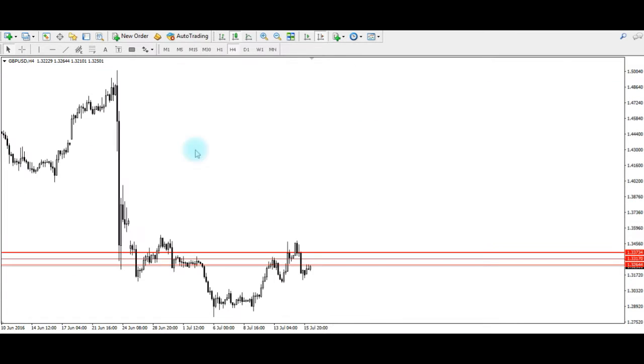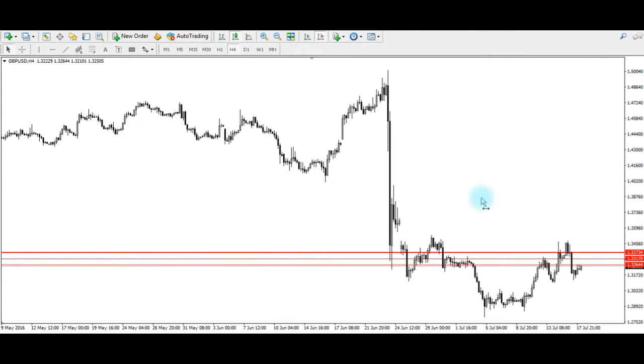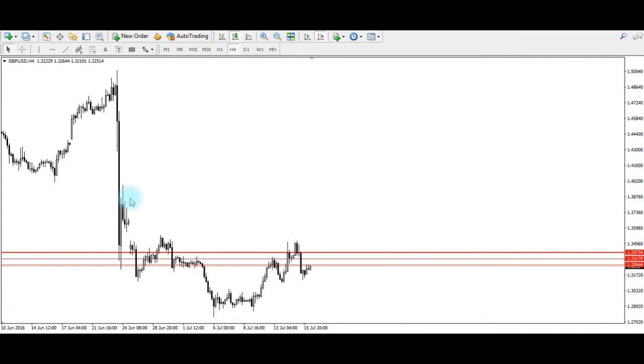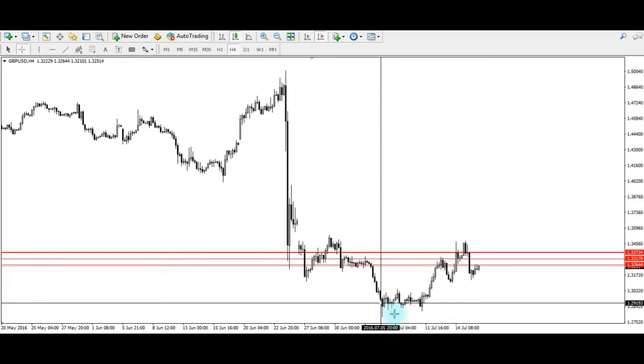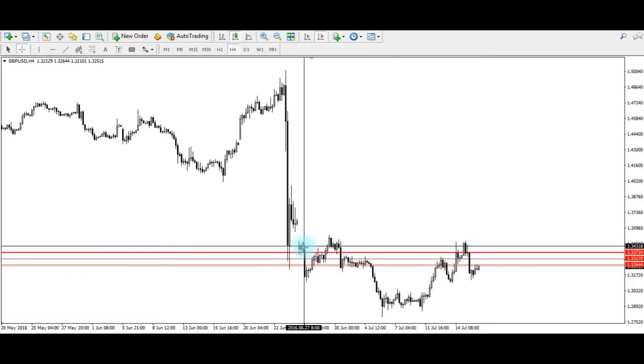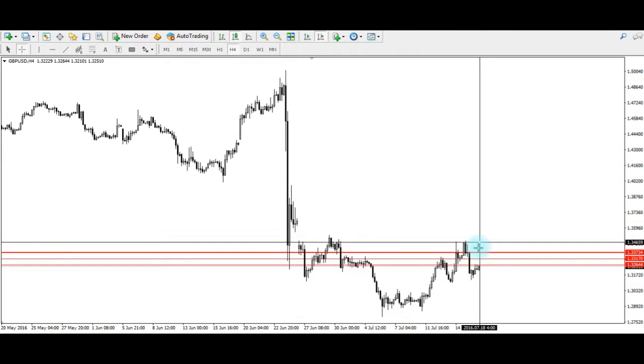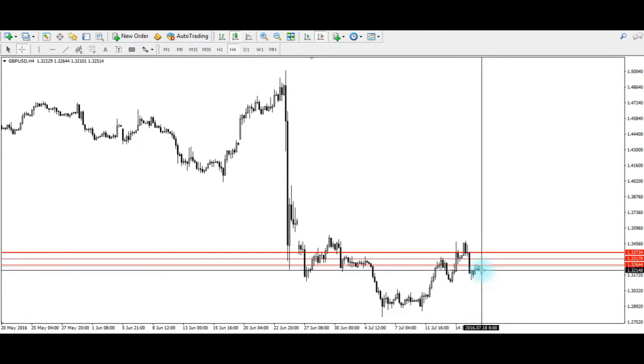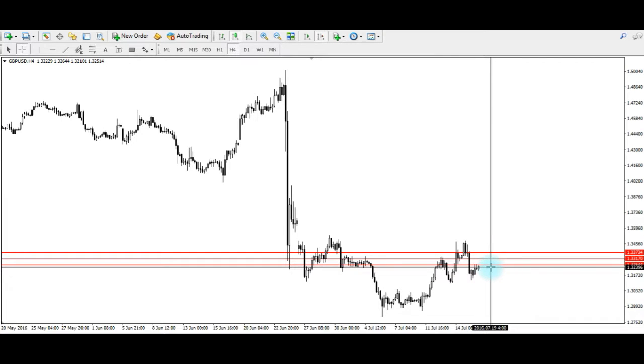Alright, so next we have the pound against the US dollar. We can see that the whole structure itself, the price has retraced all the way back to close enough to the previous high after the post-Brexit retracement itself. The structure is favoring the price to appreciate further.